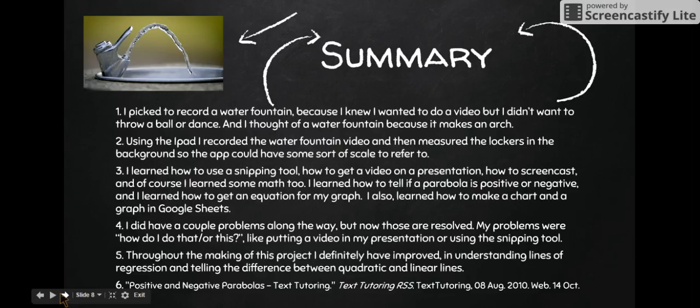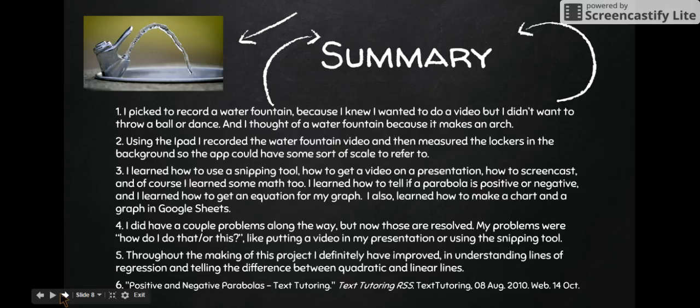And then using the iPad, I recorded the water fountain video and I measured the lockers in the background so the app could have some sort of scale to refer to. I learned how to use the snipping tool, how to get a video on a presentation, how to screencast like I'm doing right now, and of course I learned some math too. I learned how to tell if a parabola is positive or negative, and I learned how to get the equation for my graph. I also learned how to make a chart and a graph in Google Sheets, and that is wonderful. I learned so much from this project, and that's amazing. I don't think I've ever learned so much just from one project. And so that's really wonderful.